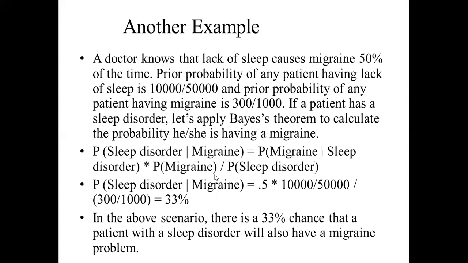Okay, so here we are dividing this. So sleep disorder migraine, that is 0.5 multiplied by 10,000 divided by 50,000, divided by 300 divided by 1,000. So here there is a 33% chance. So in the above scenario, there is a 33% chance the patient with a sleep disorder will also have a migraine problem. Okay, so this is how the application of Bayes theorem can be applied.